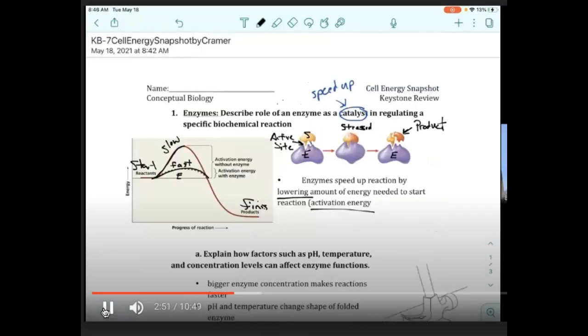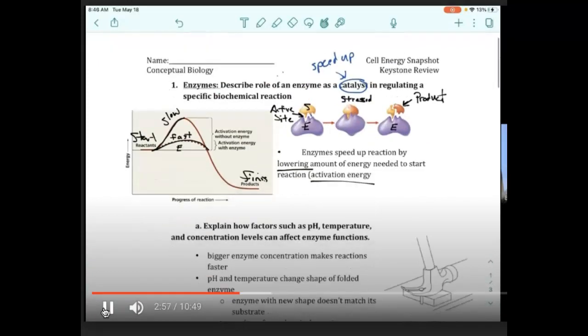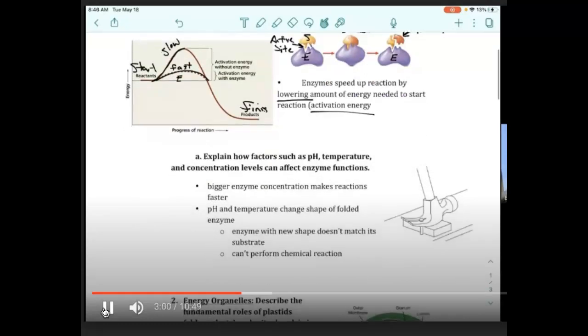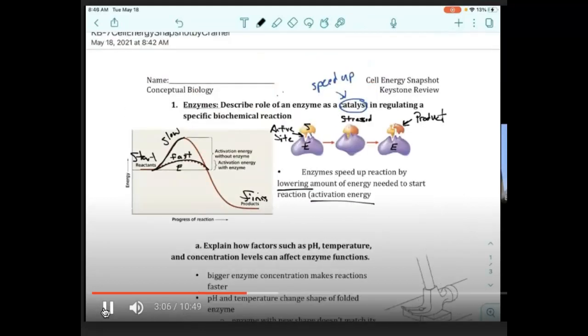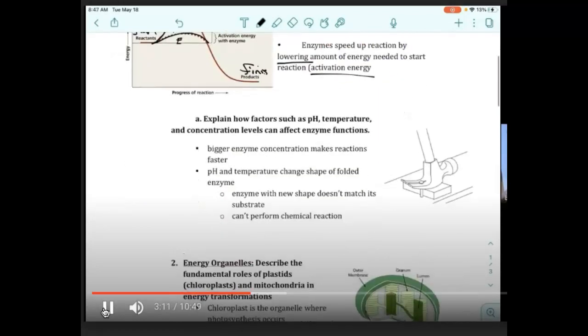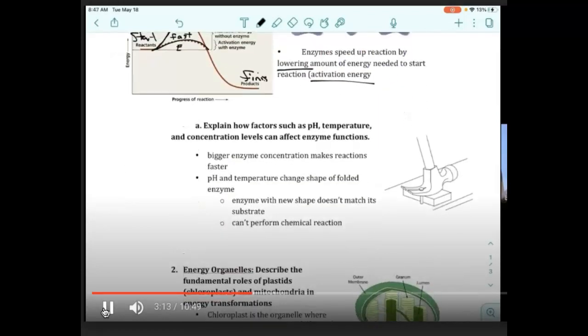Okay? We talked a little bit more when we talked about enzymes. We didn't just talk about how they work. We also said that they're affected by things like pH, temperature, and concentration. Yeah, of course. Yeah, you're going to screenshot it? Great. Okay, so explain how factors such as pH, that's how acidic something is, temperature, that's how hot something is, and concentration, that's how crowded something is, can affect enzyme functions.